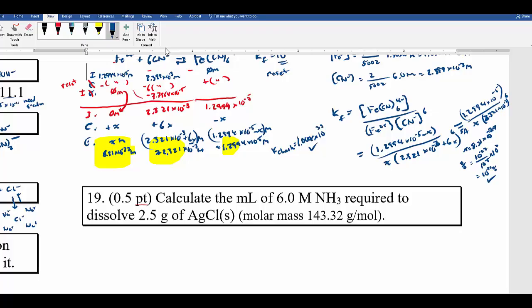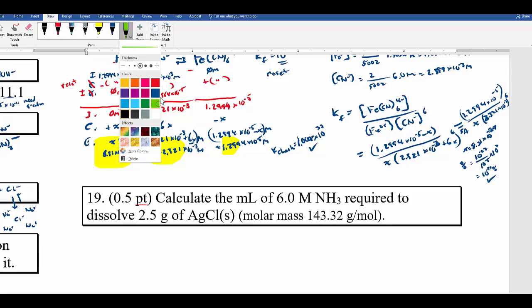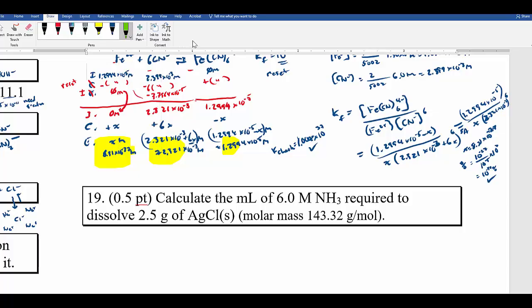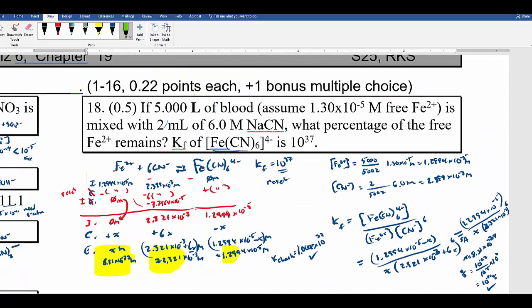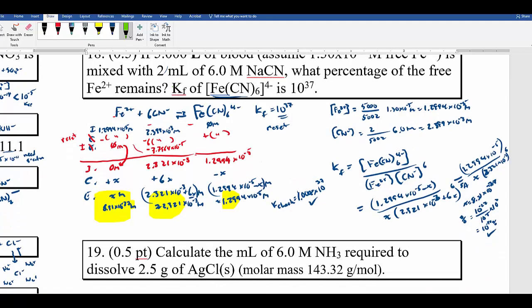That works out. All right, and then the question is, what is the percent free iron that remains? And so the percent free iron that remains is we take a look at the amount remaining here.